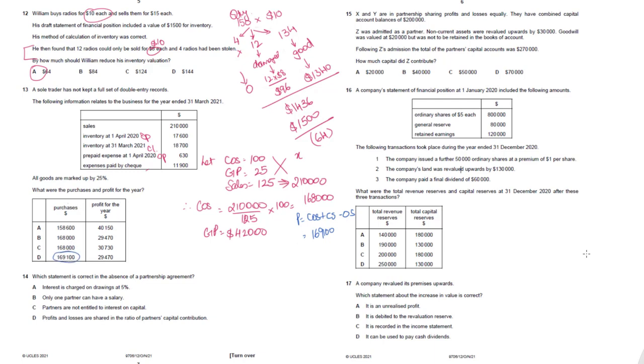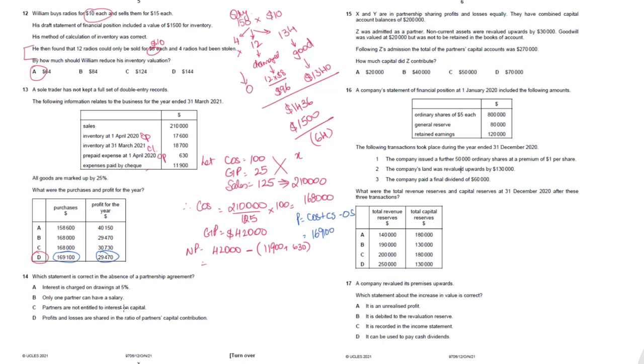But let's calculate the profit for the year also. Given the gross profit and given the expenses, we can calculate the net profit. So net profit will be equal to 42,000 gross profit minus the expenses, 11,900 paid by check, and opening prepaid will also be added to the expenses of this year. So 42,000 minus 12,530, 29,470, and if you look at option D, yes, 29,470 is correct.